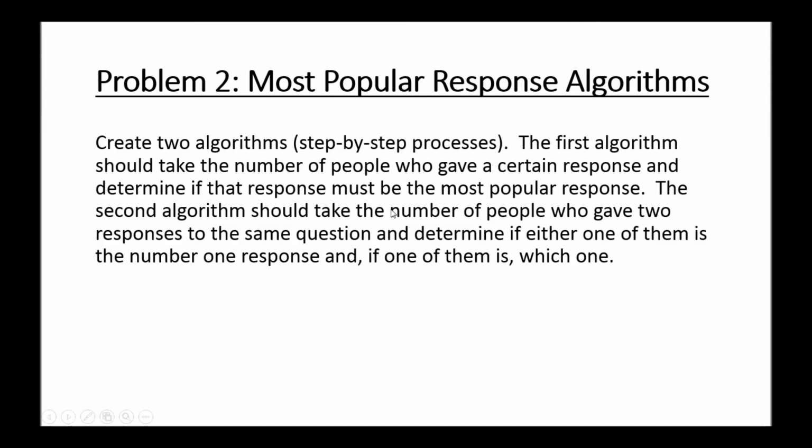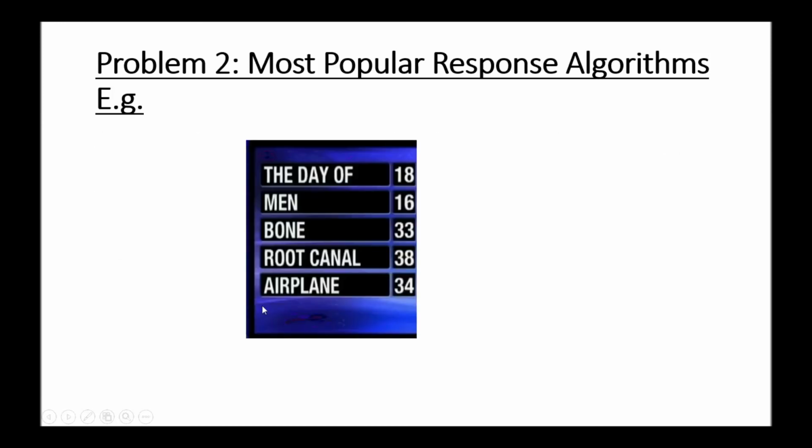That's your first algorithm. Your second algorithm, I will give it 2 responses to the same question and try to see if either one of them is the most popular, and if so, which one. So, sorry, not 2 responses, but 2 numbers of people who gave responses. Let me give you my motivation here for this, and then I'll go back to the rubric.